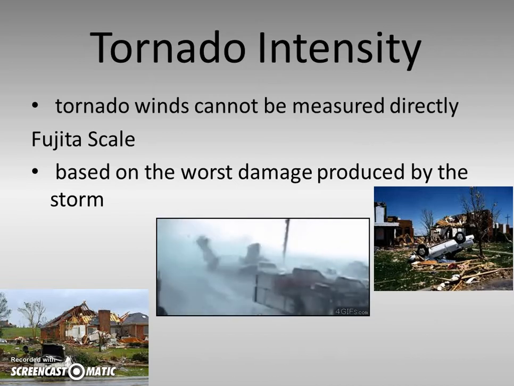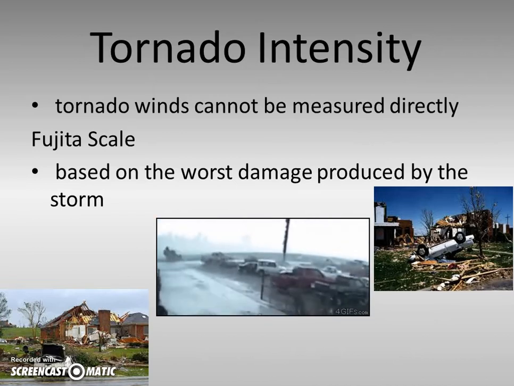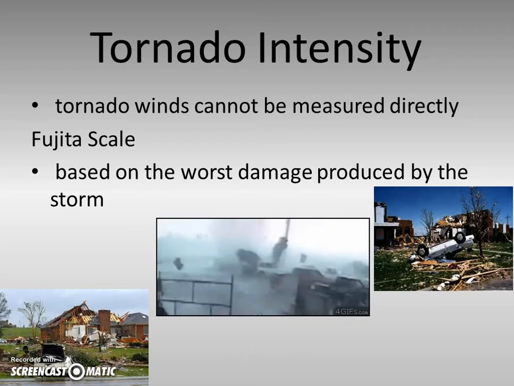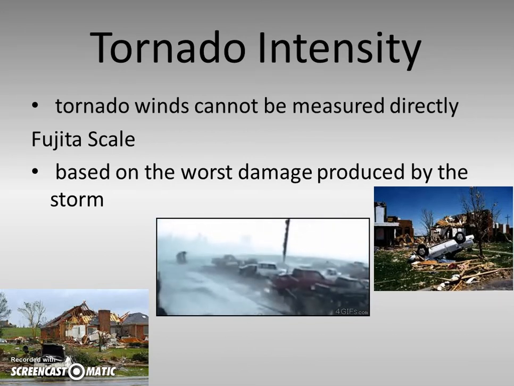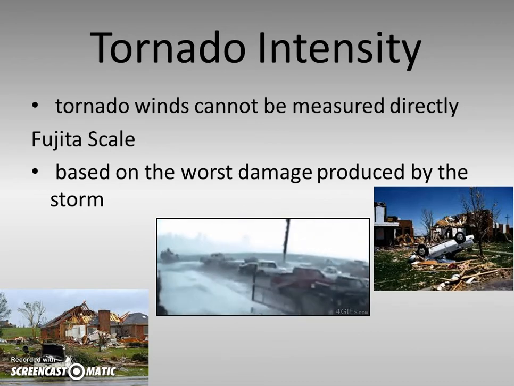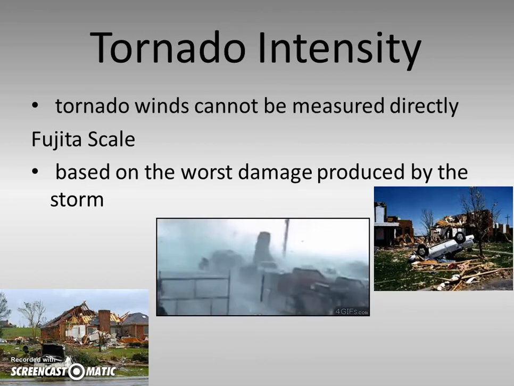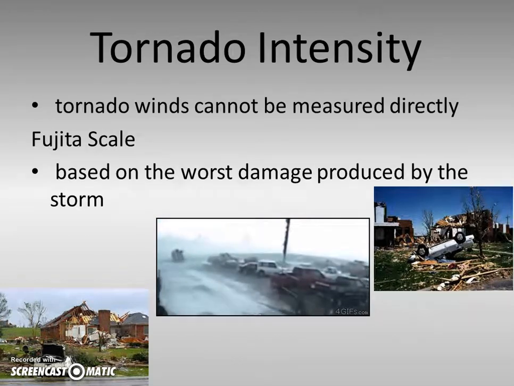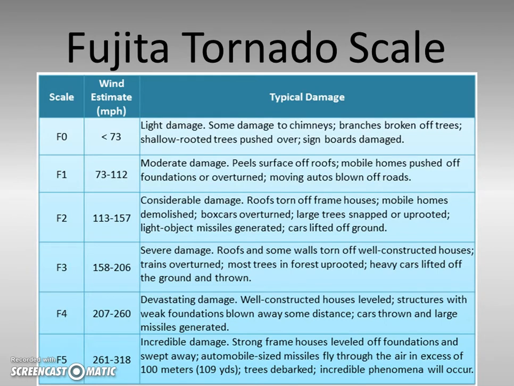Intensity of a tornado is hard to determine. You can't exactly just step into a tornado and get the measurement of how quickly the winds are moving. So there's not a direct way to measure that, but we do have what's called the Fujita scale, and it's based on the damage that the tornado produces. So looking at the scale, you can see we have F0 all the way to F5. So that's the F, and that's the intensity of it.